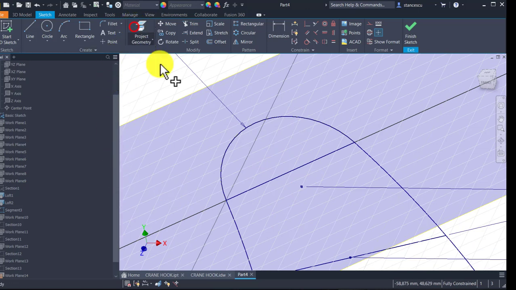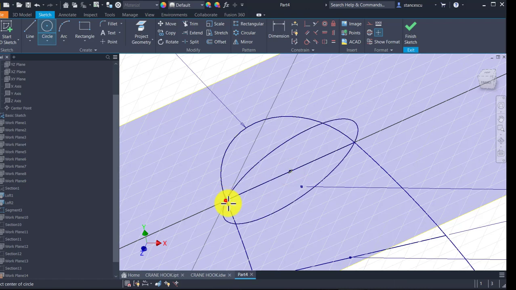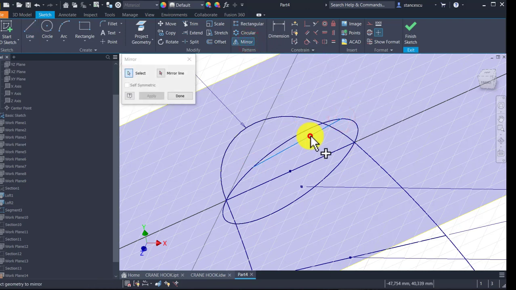Project the smallest diameter in the lesson. In this lesson we have the smallest circle. Here we draw lines as we learned. Mirror about the diameter.